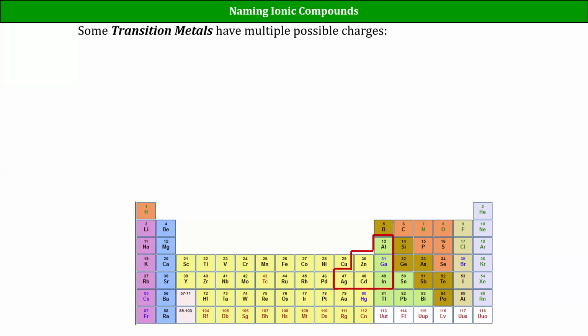+2. Zinc and cadmium have a full d orbital, right? They have 2 valence electrons in a full d orbital. Once it's a full d orbital, it actually behaves pretty predictably. So zinc and cadmium will always be a +2 when they're an ion.